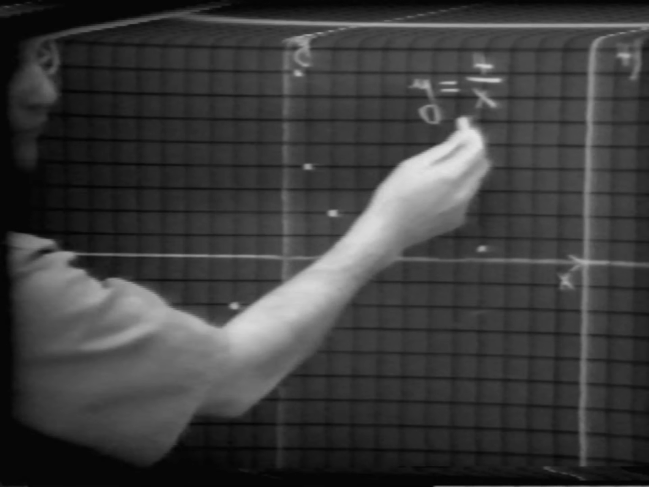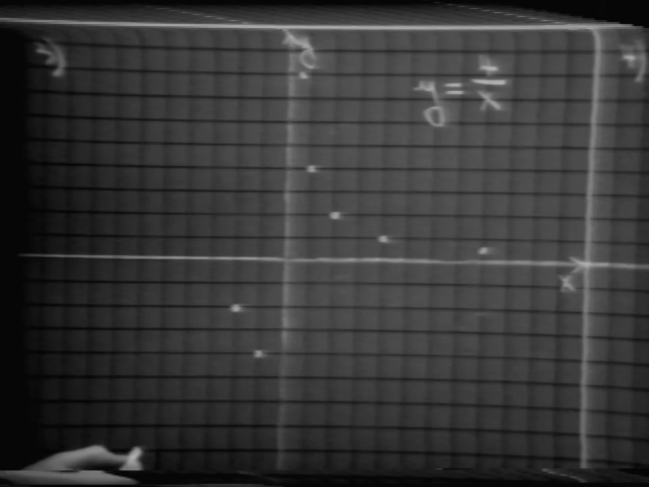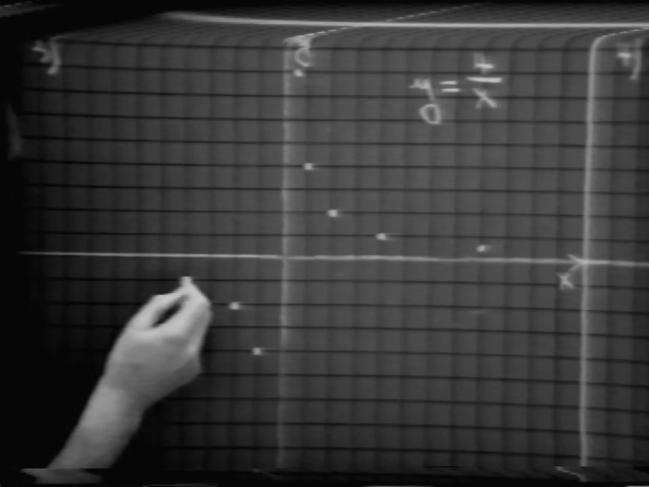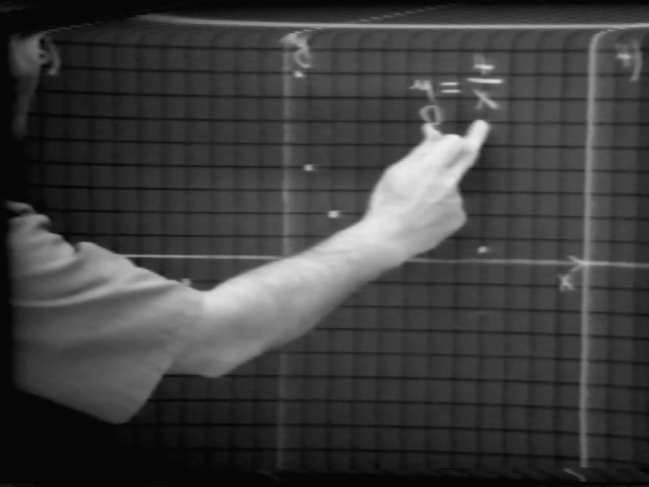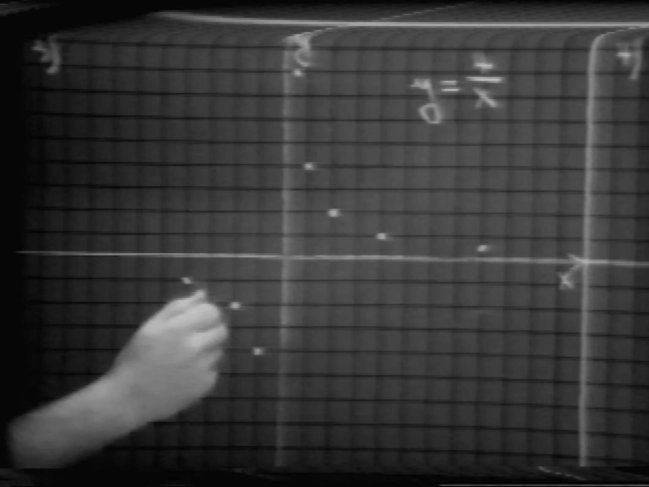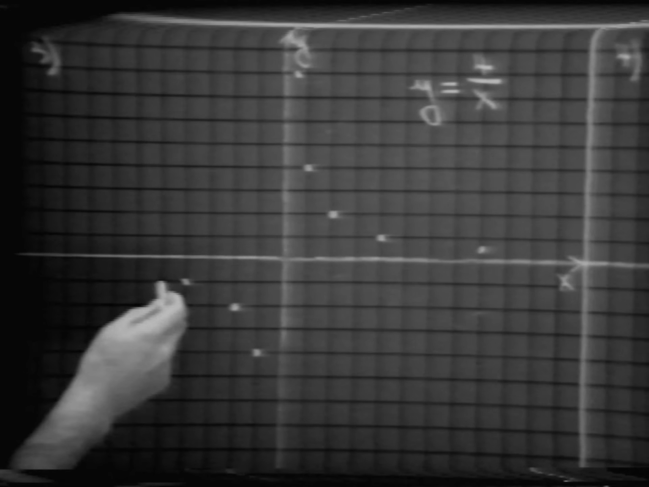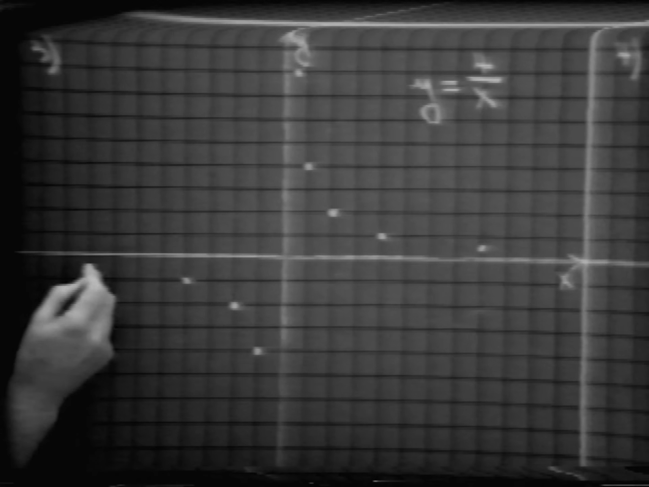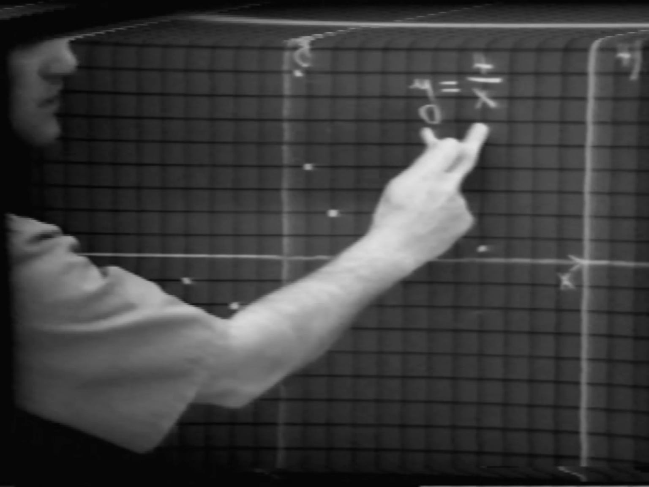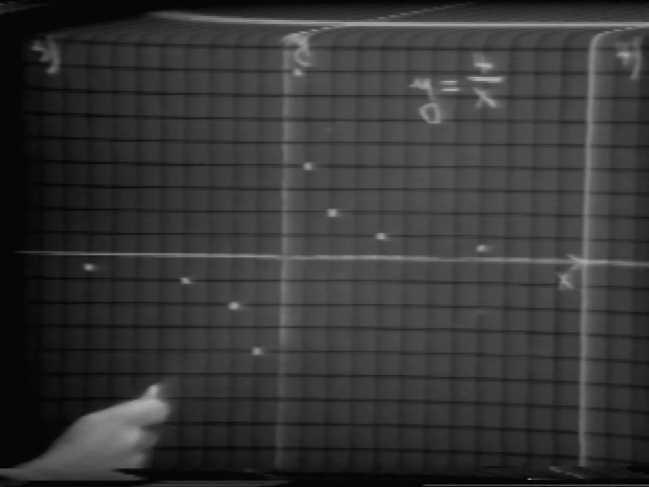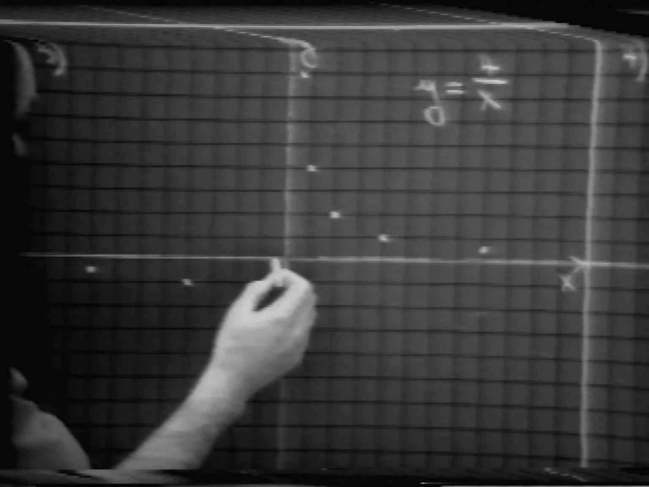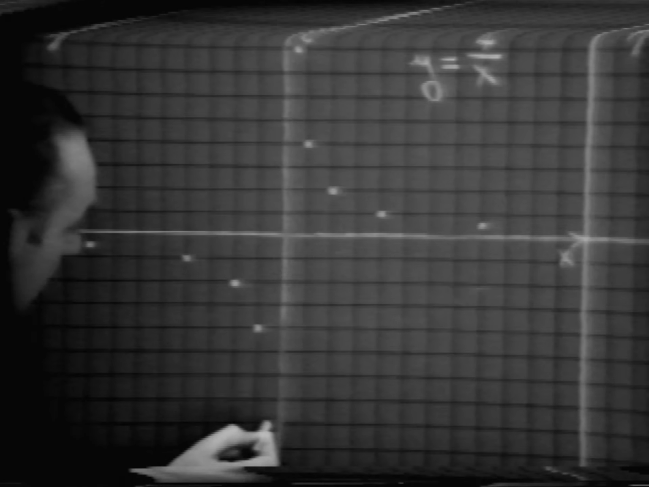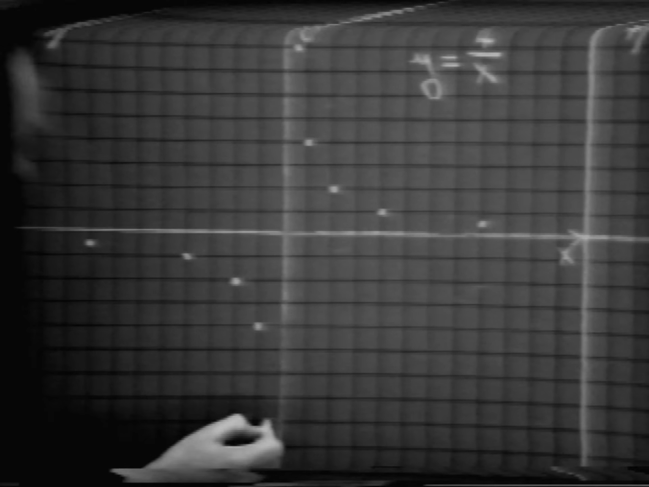Suppose x is -4. 4 over -4 is -1. So here's -4 comma -1. Suppose x is -8. 4 divided by -8 is -1/2. Is that right? So there's -8 comma -1/2. Suppose x is -1/2. 4 divided by -1/2 is -8. So here's -1/2 comma -8, and this point must be on the graph.